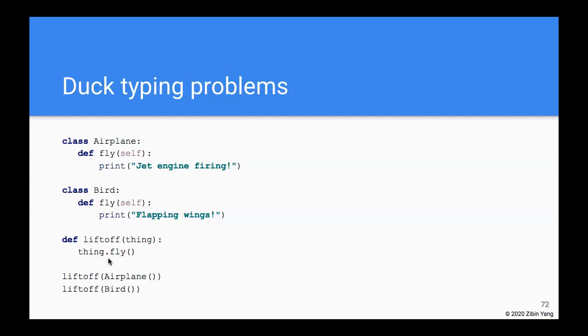So this is an example of the methods doing what the function expects them to do. So this is good where the idea of duck typing works.